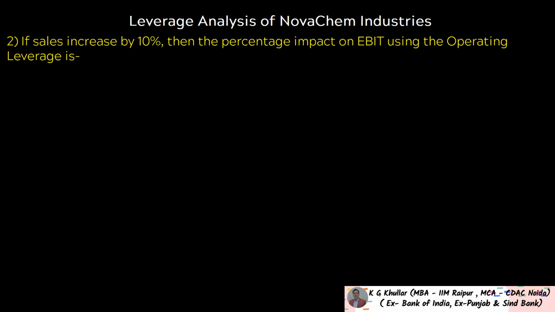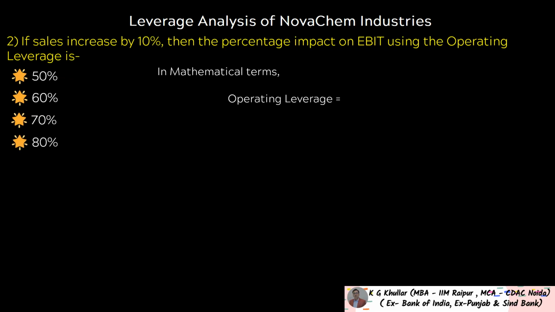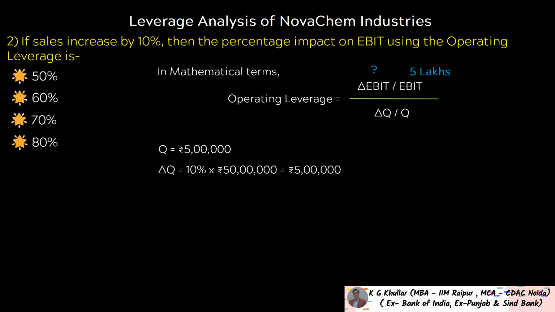Then the next question is, if sales increase by 10%, then the percentage impact on EBIT using the operating leverage is, and these options are given to you. Now friends, we have learned in the theory part that degree of operating leverage is equal to delta EBIT divided by EBIT and whole of this divided by delta Q divided by Q. So here we have to find delta EBIT. While EBIT we have already calculated in the first question as rupees 5 lakhs, and delta Q, that is change in sales, is given as 10%.